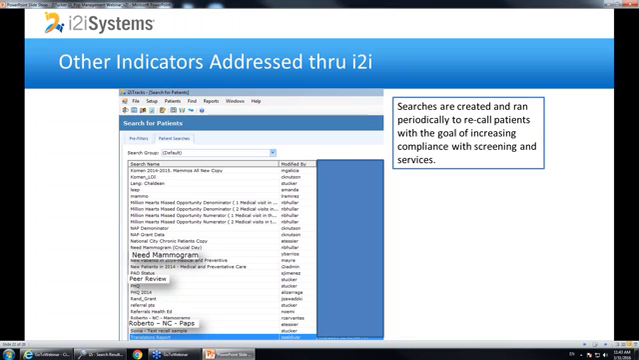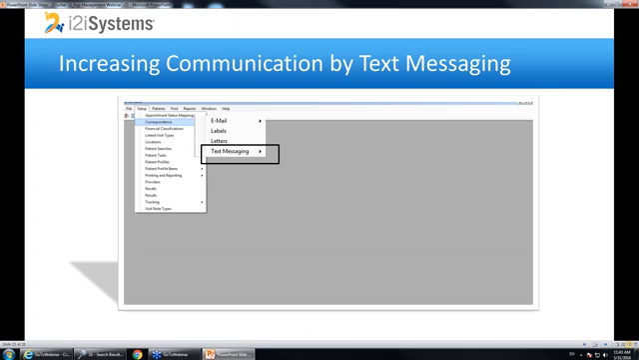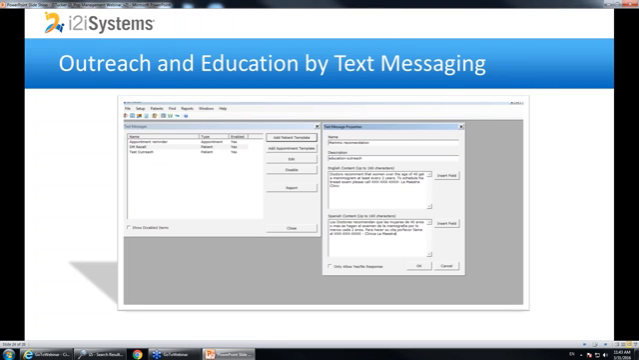What patients have been reviewed, what providers have been reviewed. So we're also increasing the communication by text messages. This is a new feature that we have added within our population health management, and I particularly love it because we can do education, we can do outreach, we can do a lot of things with this particular feature right now.